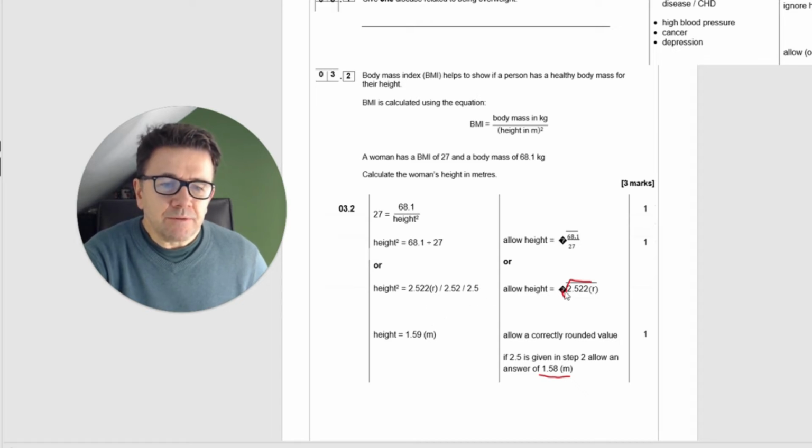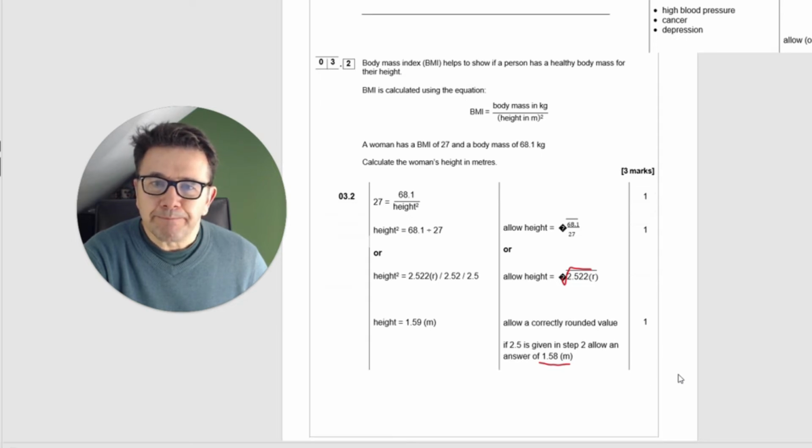Okay, and then what you've got to do is square root it, because it's height squared, and we want to know the height in meters. So you square root 2.522. Okay, and then it's rounded to 1.59. But it says here, if 2.5 is given in step 2, allow an answer of 1.58. If it's not, then it's got to be 1.59 for that mark. So bit of maths there. Remember, there's about 10% of maths in biology GCSE in your paper.